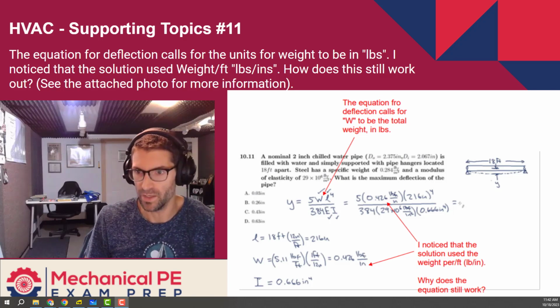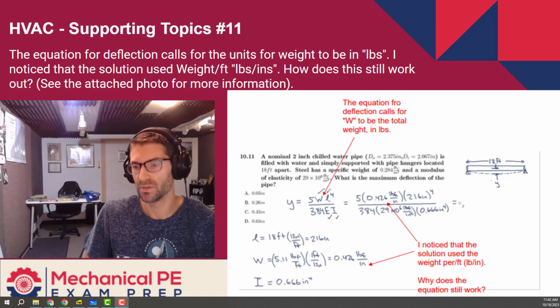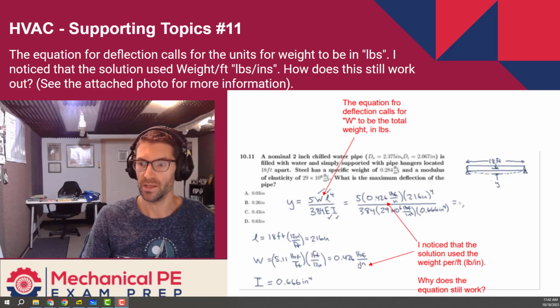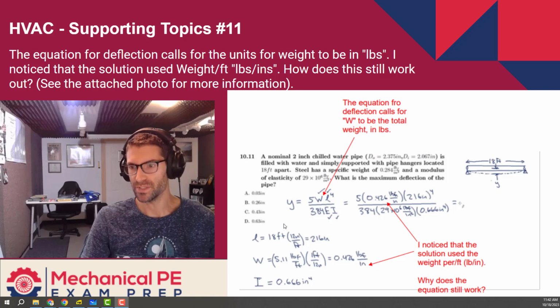And then you've annotated my video solution here to show that the equation for deflection calls for W to be in weight in pounds. But you notice that in the solution we use pounds per inch. And why does this equation still work? So, good question. I think I wrote a capital W here, but maybe I could have written a more curvy W to show that it's lowercase. But this equation would not work if this was just pounds. It has to be pounds per inch.